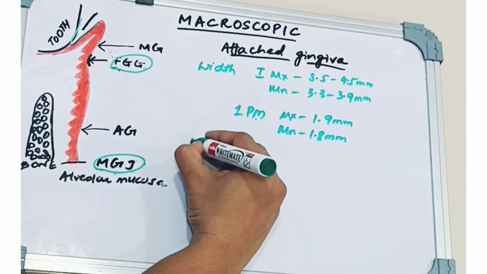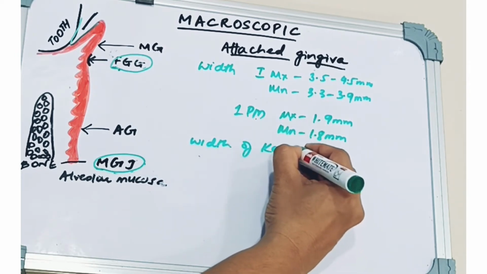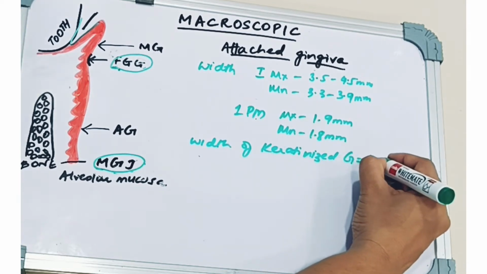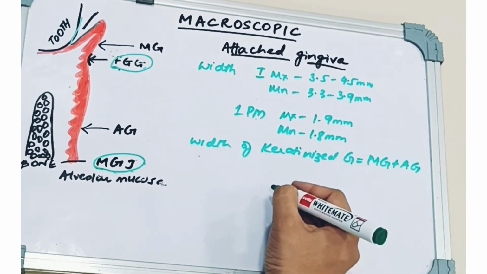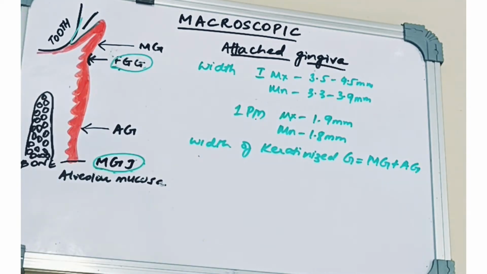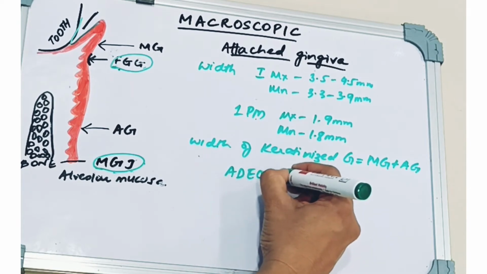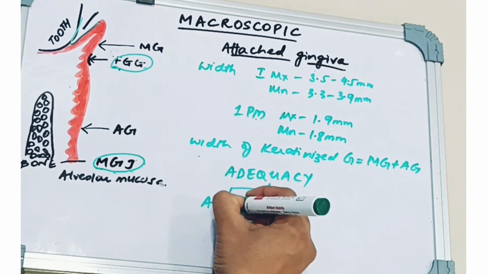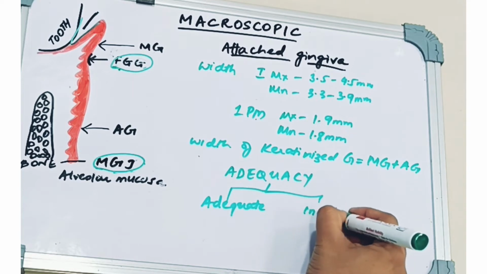Now, we have something also known as the width of keratinized gingiva. When you say width of keratinized gingiva, it includes the width of the marginal gingiva plus the width of the attached gingiva. Another factor to be considered in case of attached gingiva is the adequacy of the width of attached gingiva. It can be adequate width, a particular width, or it can be inadequate.